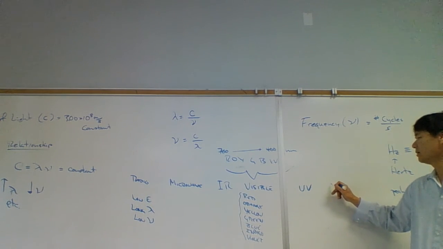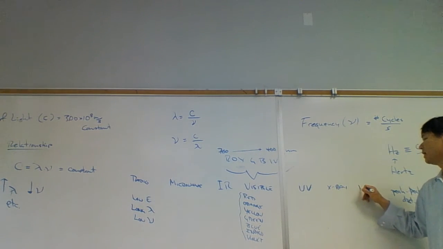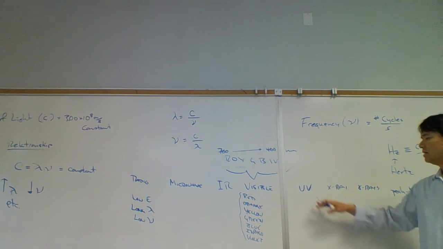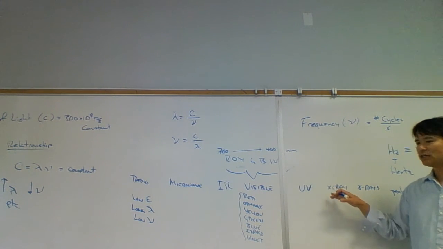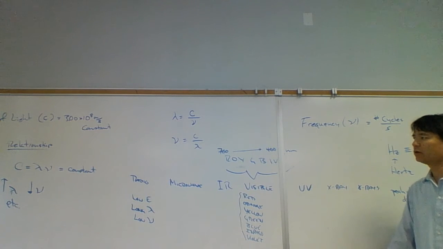UV is getting higher in energy, followed by X-rays, higher in energy, and the highest energy would be gamma rays. Highest energy. And so these, again, we call ionizing radiation because they can create ions by knocking electrons off. They have so much energy. And of course, electrons are going to interact with light.